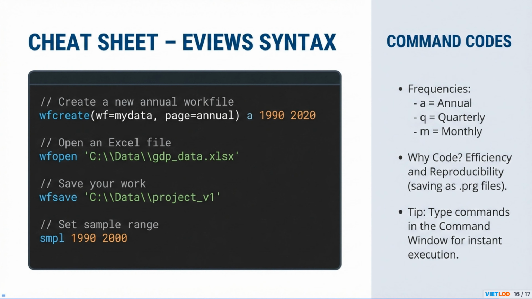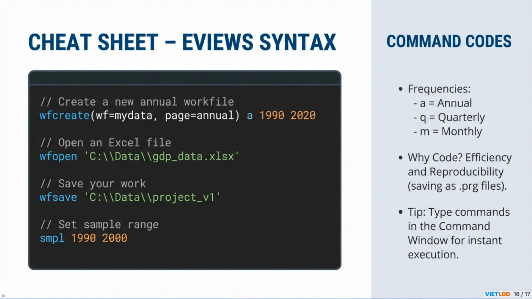This slide provides a cheat sheet for essential EViews command codes. We'll cover 4 key commands. First, to create a new annual workfile named MyData, spanning from 1990 to 2020, you would use the command wfcreate, in parentheses, wf equals MyData, page equals annual, A 1990-2020.